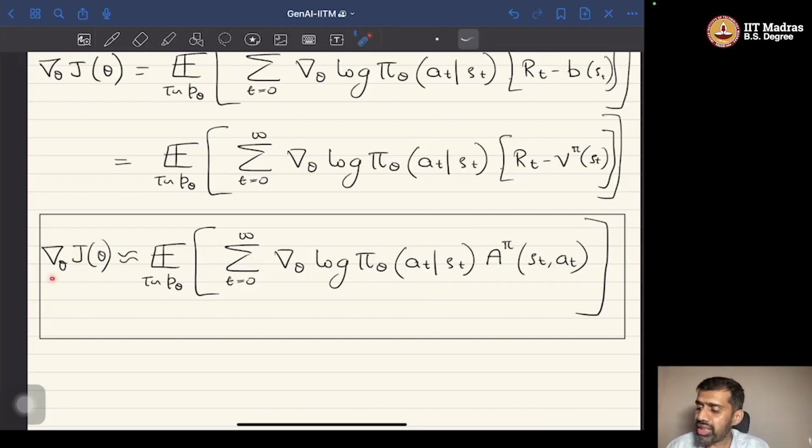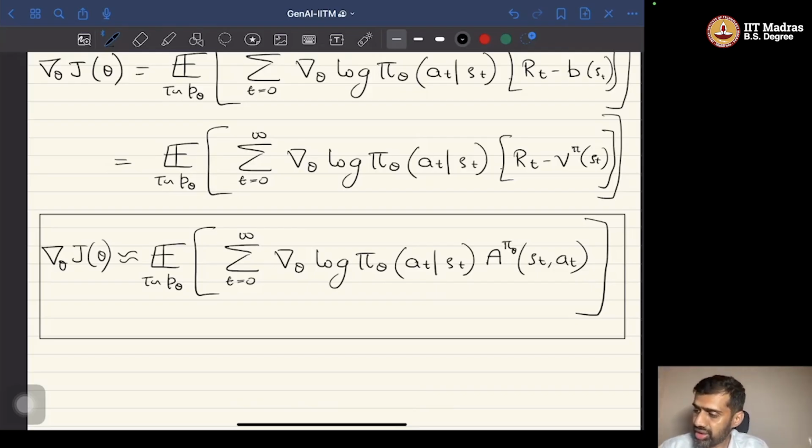Therefore the final expression for the gradient of the objective function that we need in the policy gradient theorem is given by this particular expression, where we have the sum of the derivative of log of the policy multiplied by the advantage function, and this is also parameterized by theta, right? So this is the expression that is used in most of the state-of-the-art policy gradient-based algorithms that are used for alignment of language models.